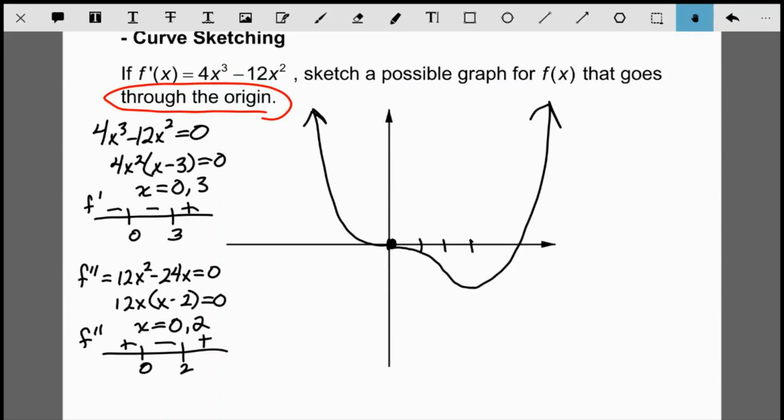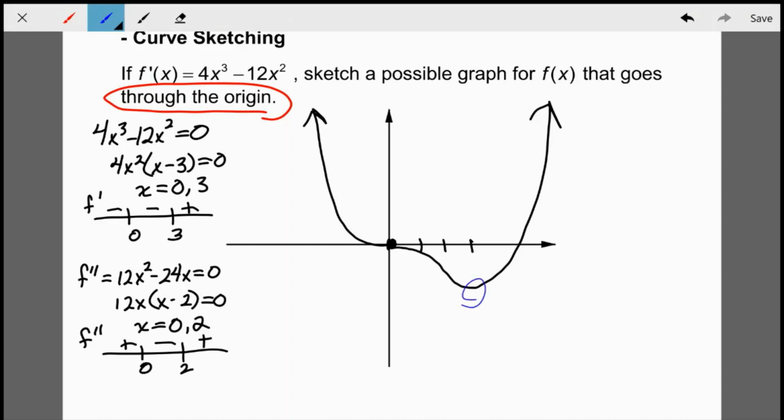Now, I don't know exactly how far up or down this point went. It may go down much more than that. I didn't really get into that level of detail. What I'm looking for when I sketch these is just a rough estimate of what the shape would be. And then if I'm given specific points, I can anchor that graph into a certain position.